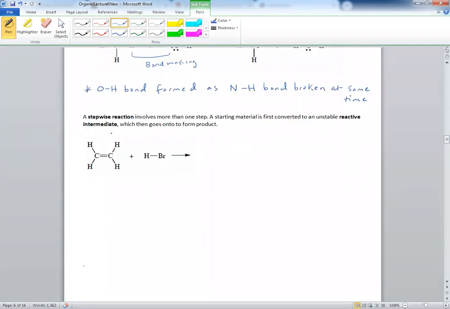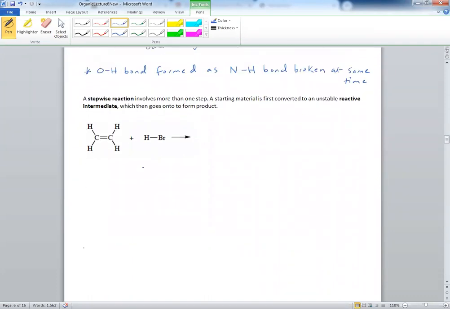Now let's look at a stepwise, and these are much more common than these. So you need to ready yourself to see what happens here. A stepwise reaction involves multiple steps. Now, I'm not going to ask you to know the mechanism as of right now, because this is going to come in chapter 10 and later, but you should be able to understand what those arrows mean. So in this case, you have a starting material and you have a reagent. The starting material is first converted to an unstable reactive intermediate, which then goes to form the product.